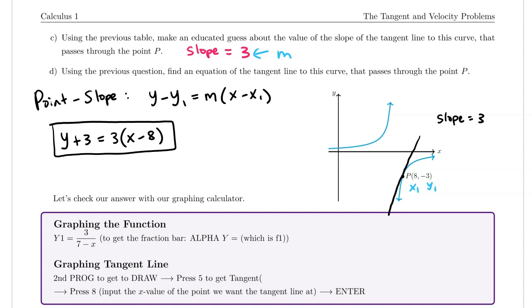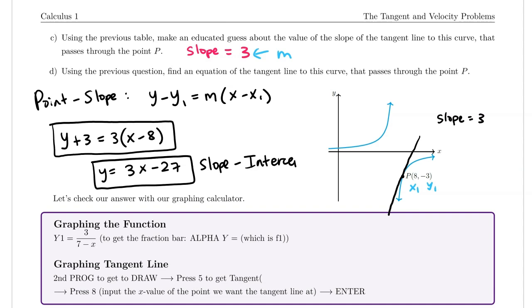And if I want to change it into slope intercept form, I can distribute the 3. So that would be 3x minus 24. And then if I subtract both sides by 3, you would get y equals 3x minus 27. So this is in slope intercept form. Okay, so all of that was to find the equation of this tangent line.